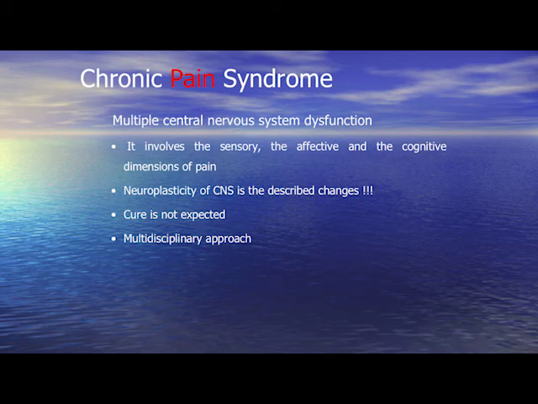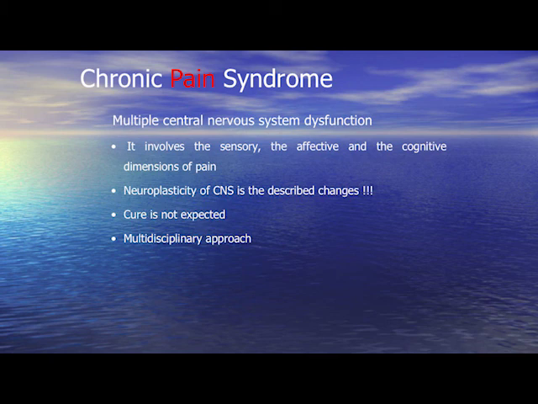Right. So when we talk about chronic pain, we talk about a syndrome of multiple central nervous system dysfunctions. It involves the sensory, affective, and cognitive. So it's no surprise if these patients suffer from depression, anxiety, and isolation because of the chronic pain. The change happening in the CNS because of chronic pain, we call neuroplasticity. And we are going to mention that briefly shortly.